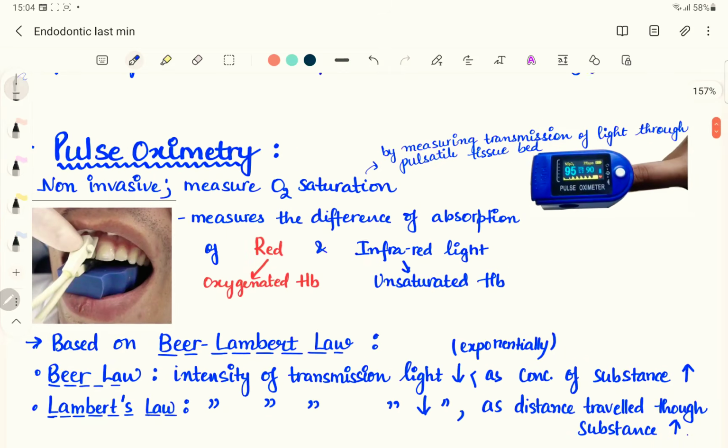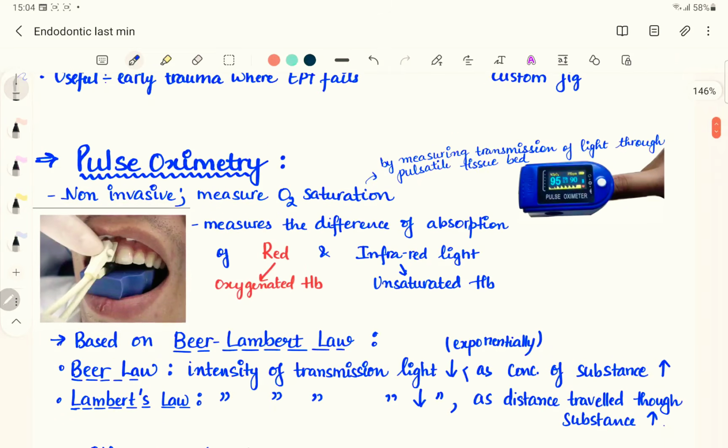So it is going to measure the oxygen saturation based on a non-invasive principle, and the law we have is the Beer-Lambert law. In that we have two laws, the Beer law and the Lambert law. Beer law states that the intensity of the transmitted light exponentially decreases as the concentration of the substance increases. Lambert law states that the intensity of the transmitted light will decrease exponentially as the distance traveled through the substance is increased.